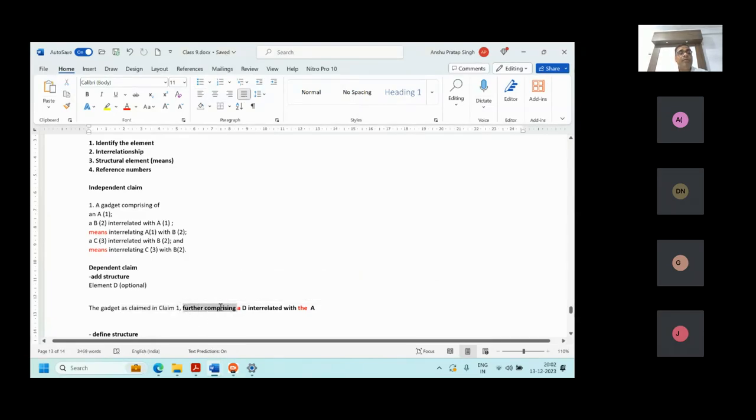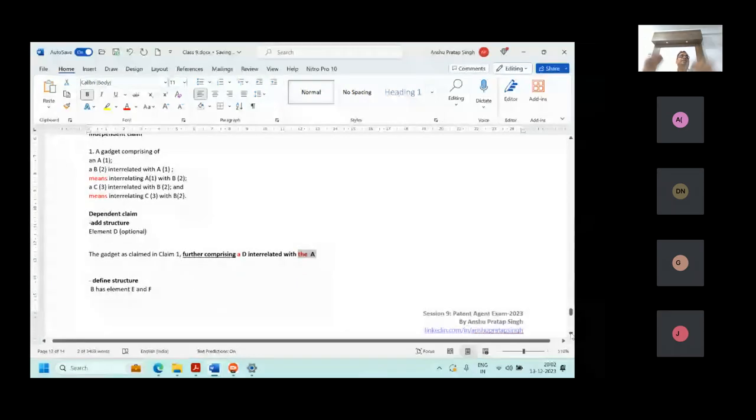Then, further comprising. The moment you have used further comprising, what are you doing? You are adding structure. Further comprising a D. This is the first time you are introducing D, so you are using a D interrelated with the A. Here, since A has already been used, now it should be the A. Further comprising a D interrelated with the A. Okay.